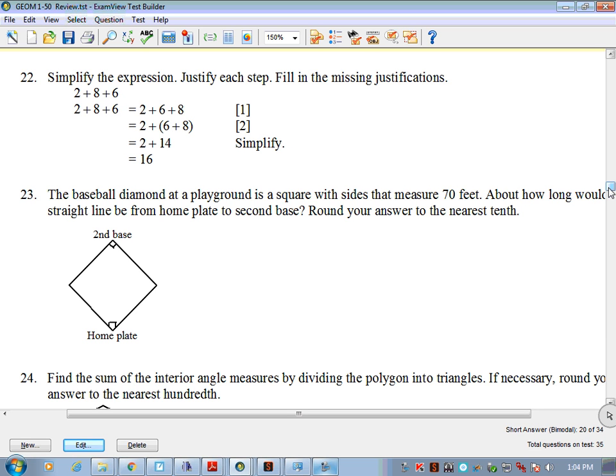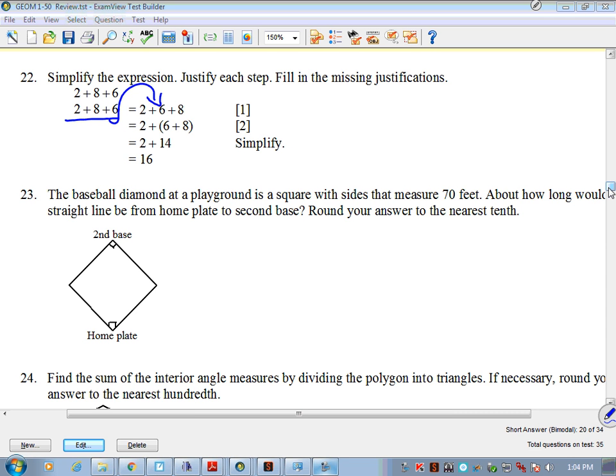They're doing 2 plus 8 plus 6. You're saying that 2 plus 8 plus 6. What have they done here on this side? Because this is what we're seeing. We're going from here over to this. What have they done? They moved the 6 and 8. What property allows them to do that? The commutative property of addition.